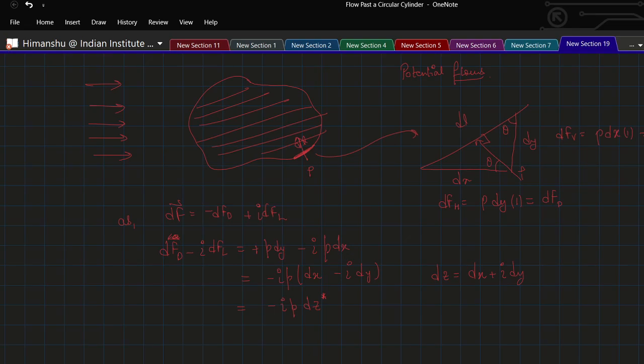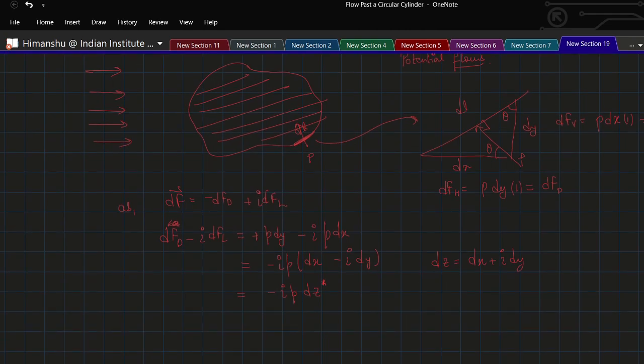Now to find the resultant of the forces, we have to take the closed integral around the boundary of this region D, which is partial D. So it will be the closed integral over partial D of dF_D minus iota dF_L, which is dx minus iota dy.